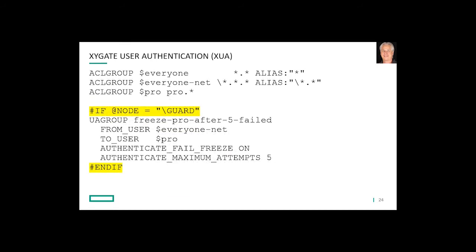Node conditional operators can be used anywhere in the UAACL file to specify inclusion or exclusion of any UAACL statement based on the NonStop node on which the UAACL file resides. This allows you to have identical UAACL files on all nodes, but still have node-specific authentication. In this example, the freeze $pro after 5 failed UA group applies only to the NonStop node named guard.